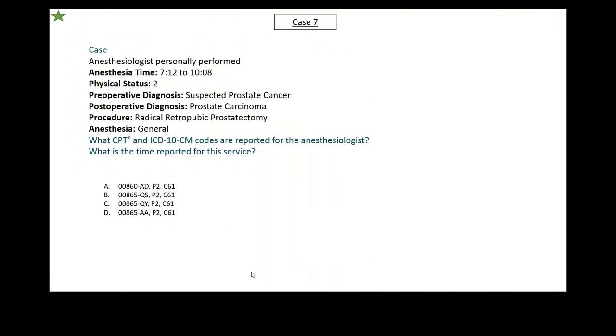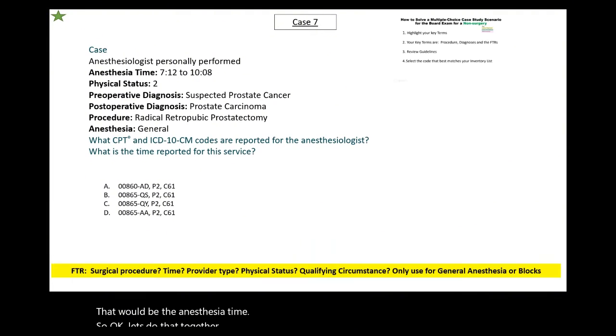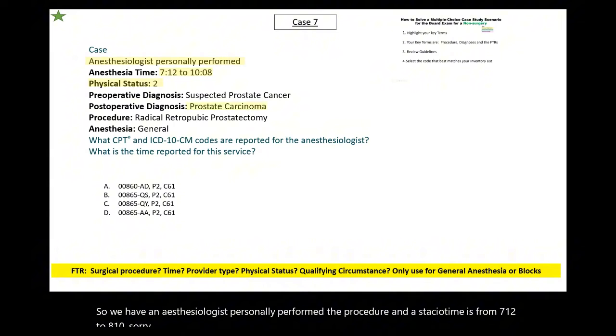Okay, good. Still, I can see only the answer to the first question. I can't see the answer to the second question, that would be the anesthesia time. So, let's do that together. We have an anesthesiologist who personally performed the procedure. Anesthesia time is from 7:12 to, sorry, 10:08. Physical status modifier 2, prostate carcinoma. In the procedure we have a radical retropubic prostatectomy performed.